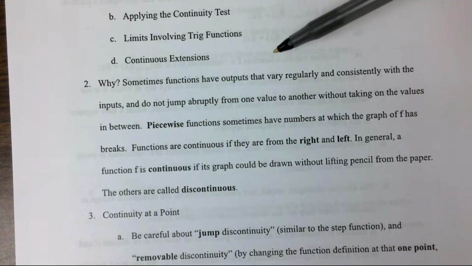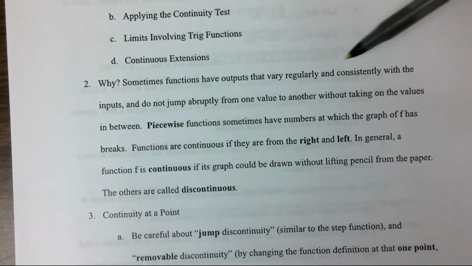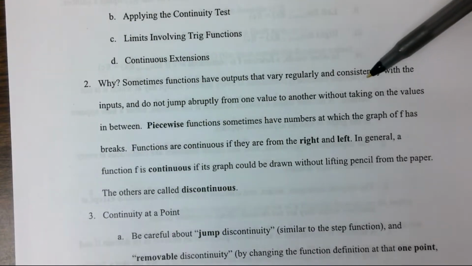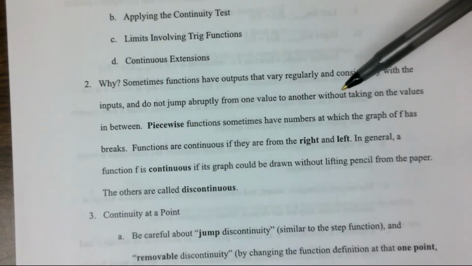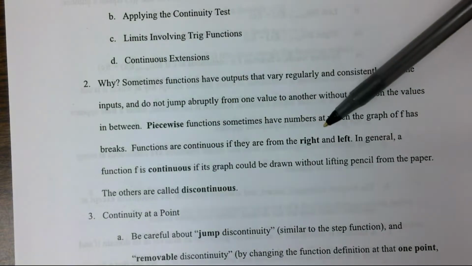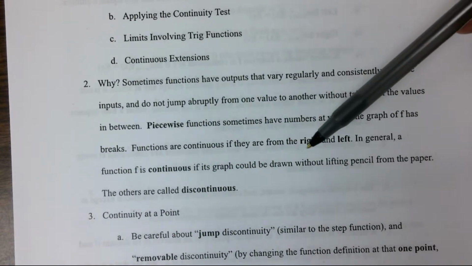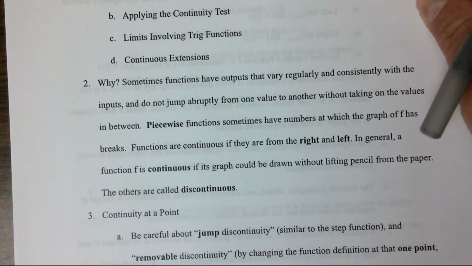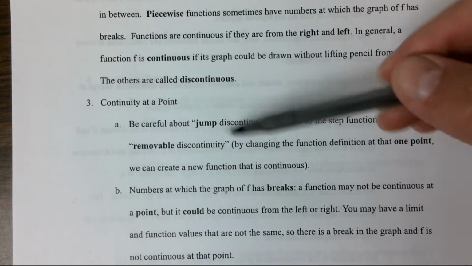So sometimes there are functions that have outputs that vary regularly and consistently with the inputs and don't jump without taking the values in between. Piecewise functions sometimes have numbers where the function has breaks. They are continuous if they are continuous from the right and the left. In general, a function is continuous if it can be drawn without lifting the pencil from the paper. Others are discontinuous. So one type of continuity is continuity at a point.